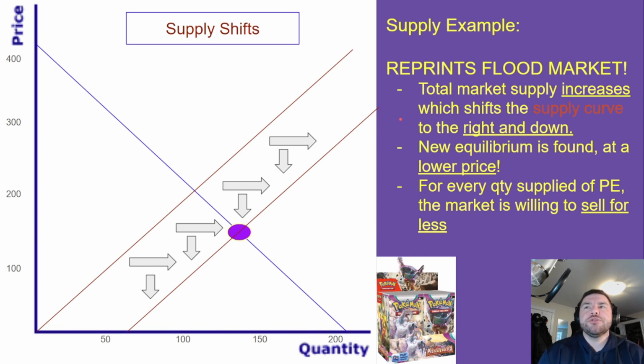Market supply increases, right? And it's not really this, is it? Because if products are flooding the market, there's not demand there to support it, right? So it goes to the right and it goes down. So we get a new equilibrium here. Terrible lines, but you get the idea.